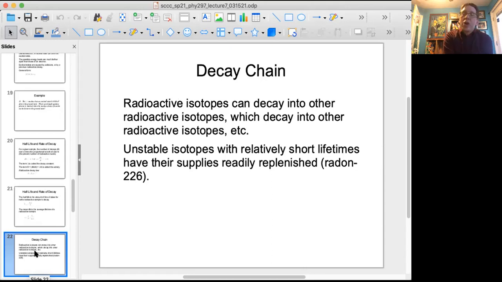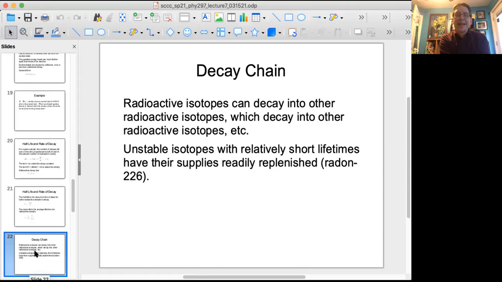So oftentimes you have what's called a decay chain, where a radioactive isotope will decay into another radioactive isotope, which will then decay into another radioactive isotope, and so on and so on, until you get to a stable nucleus.